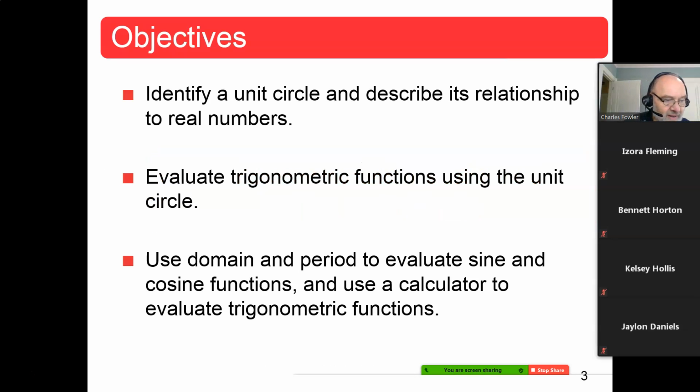Okay, here are our objectives. Identify a unit circle and describe its relationship to real numbers. Now that is a real nebulous objective. Describe its relationship to real numbers. I know what they're trying to say. That's a weird way to say it. Okay, number 2.